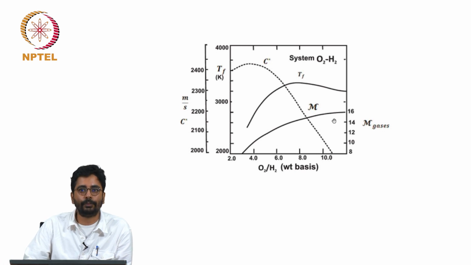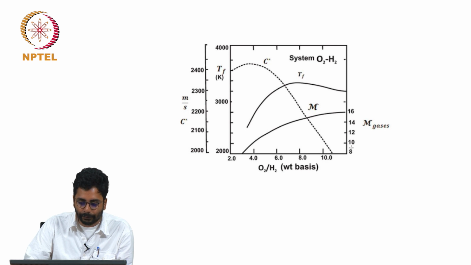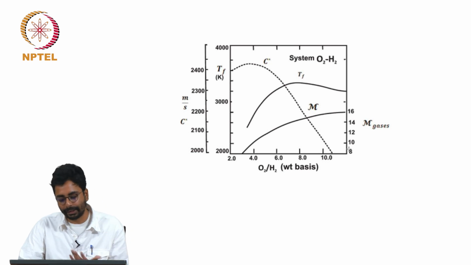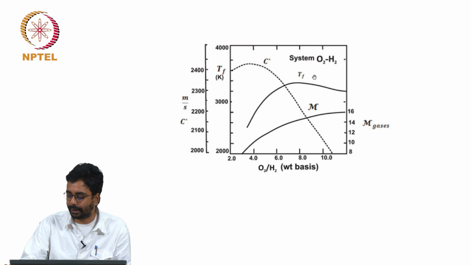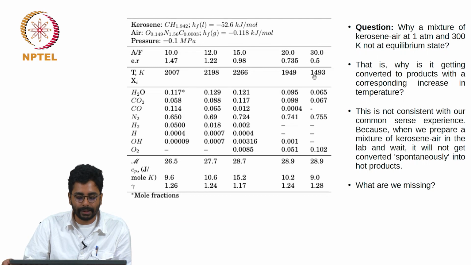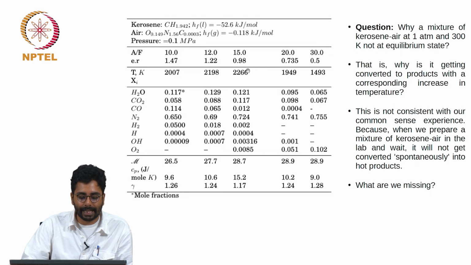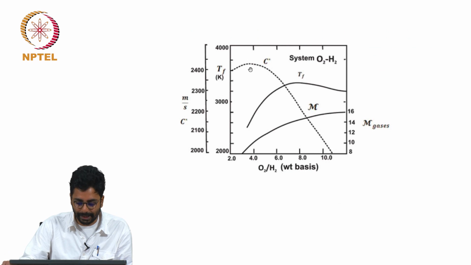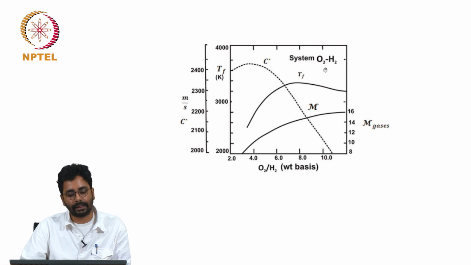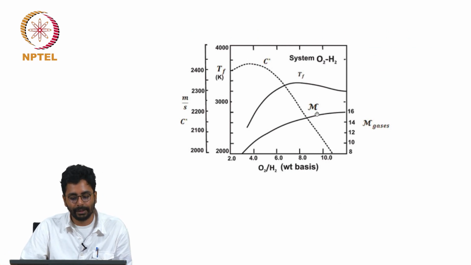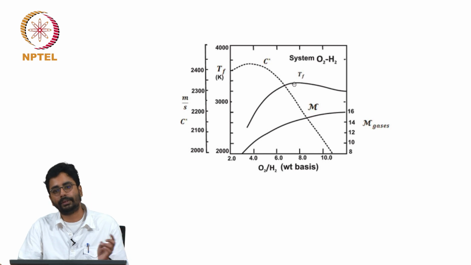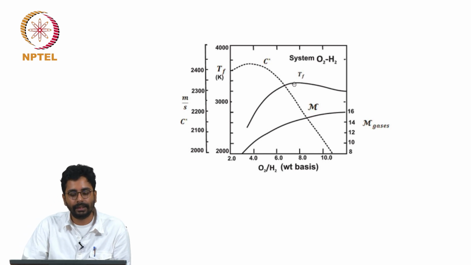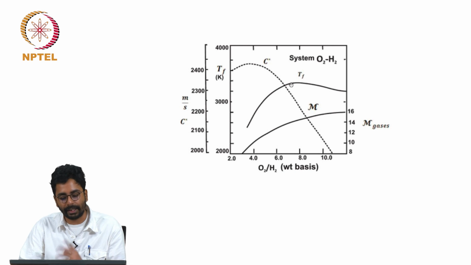Just again, a few more cases of equilibrium composition. This I wanted to include because I made a point here saying that the temperature is maximum at stoichiometric conditions. This need not always be the case. One example is the oxygen hydrogen system, where maximum temperature occurs at rich conditions, sufficiently rich conditions.